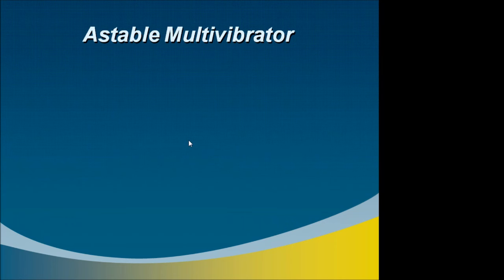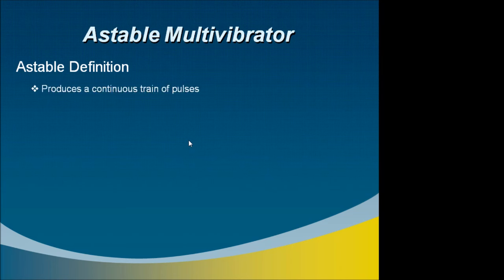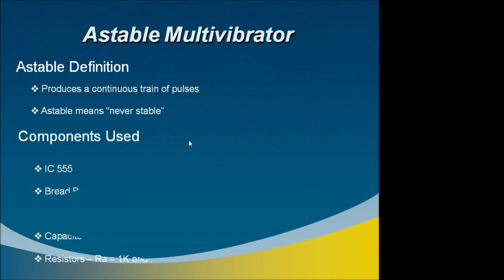Astable multivibrator. Definition: the astable circuit produces a continuous train of pulses at any frequency you require. The name astable means never stable. The output of the circuit never stays stable in any of the two states. Components used: IC555, breadboard, CRO, capacitors, and resistors.